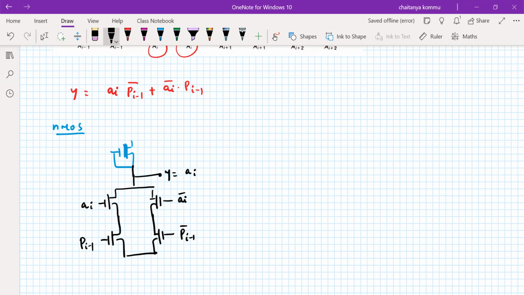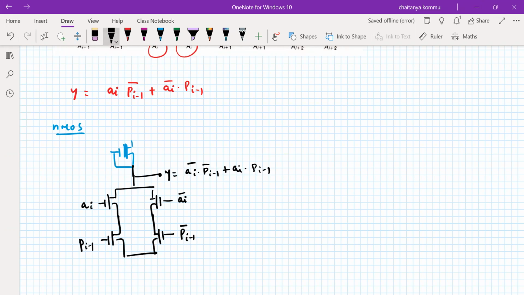AI into PI minus 1 bar plus AI bar into PI minus 1. Actually, this is what we want to get. But if you write this A bar here and then something like this, this whole bar will come into the picture. Again, I have to take the inverter at the output side. Instead of doing that, I don't want to keep the P bar here. So I will write P here only. Here I have P bar, I can write. Therefore, this is actually A bar, B bar, something like this.